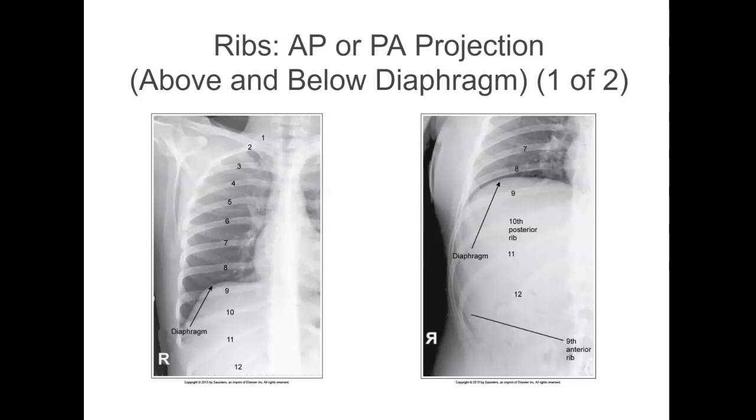In the PA projection, bilateral projection, they're clearly demonstrated: 1st through 9th ribs in their entirety, with the posterior portions lying above the diaphragm. Clearly demonstrated are the 1st through 7th anterior ribs from both sides in their entirety above the diaphragm.